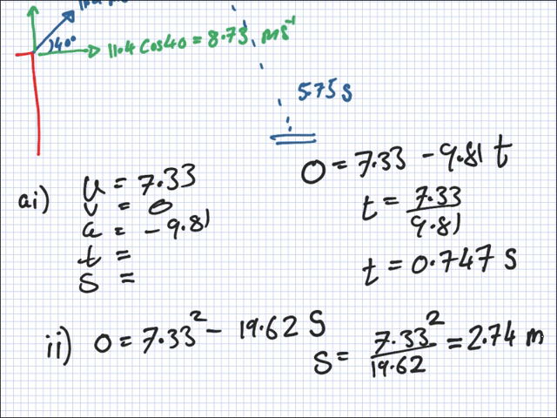Now read the question. Do we need to add the height of the cliff? Well, it says, find the maximum height measured from the child's hand. So does that mean we do or we don't add the cliff height? We don't. And anyways, we can't. We don't know the height of the cliff. So that's another reason.